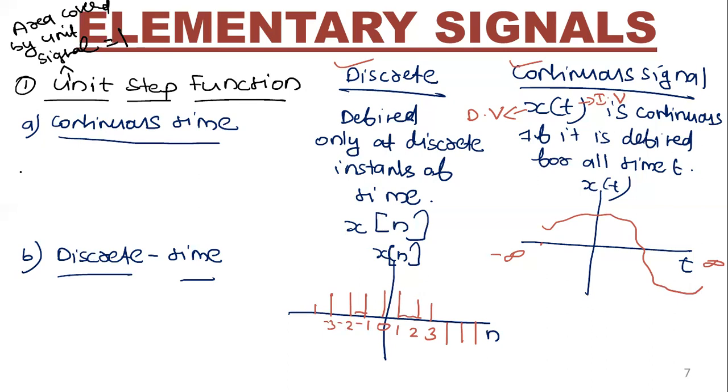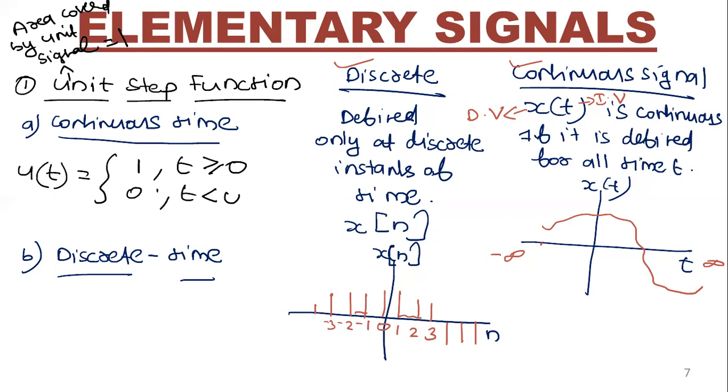Okay, the unit step function for a continuous signal. Unit step means we represent it by u of t. So u is the representation for step, and for continuous, you know it is t. So u of t is equal to 1 for t greater than or equal to 0, and it is equal to 0 for t less than 0.